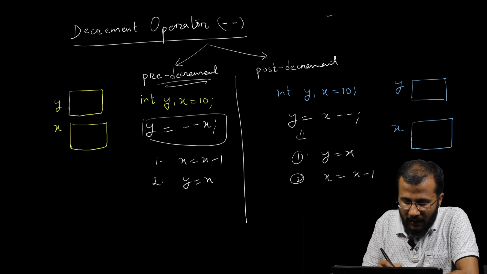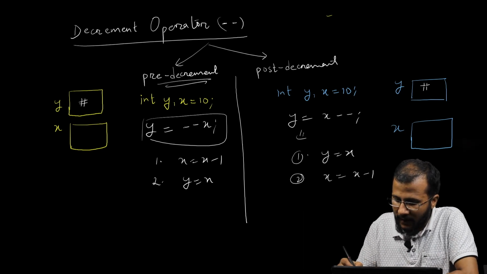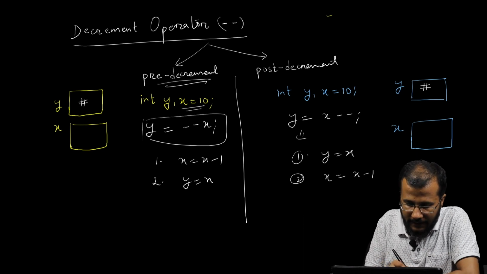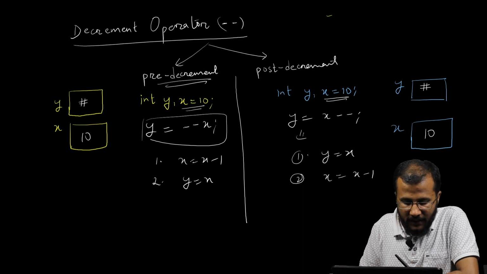Okay, y is a garbage value, so let me write hash in place of garbage value. In both the cases, y is a garbage value. Now the value of x in the first case, pre-decrement, is 10. Similarly, in the second case also the value of x is 10. Now let's try to execute the first case, that is of pre-decrement.